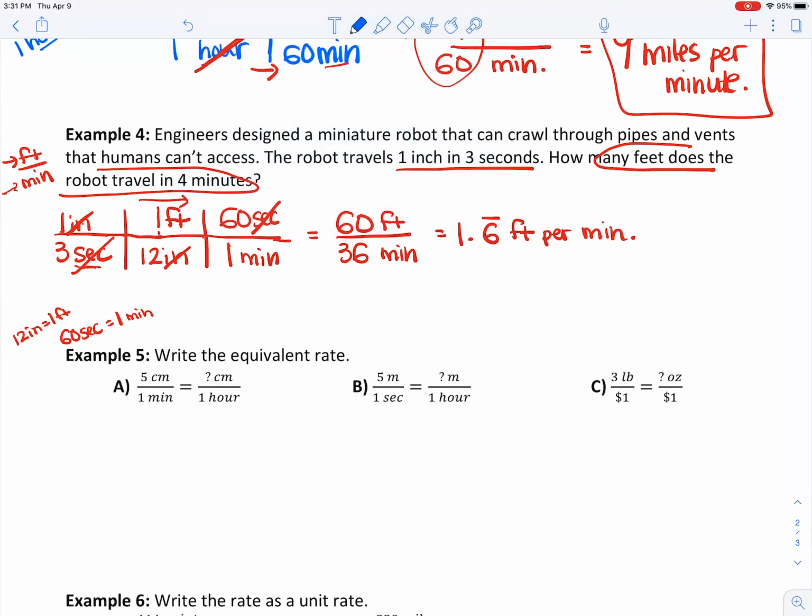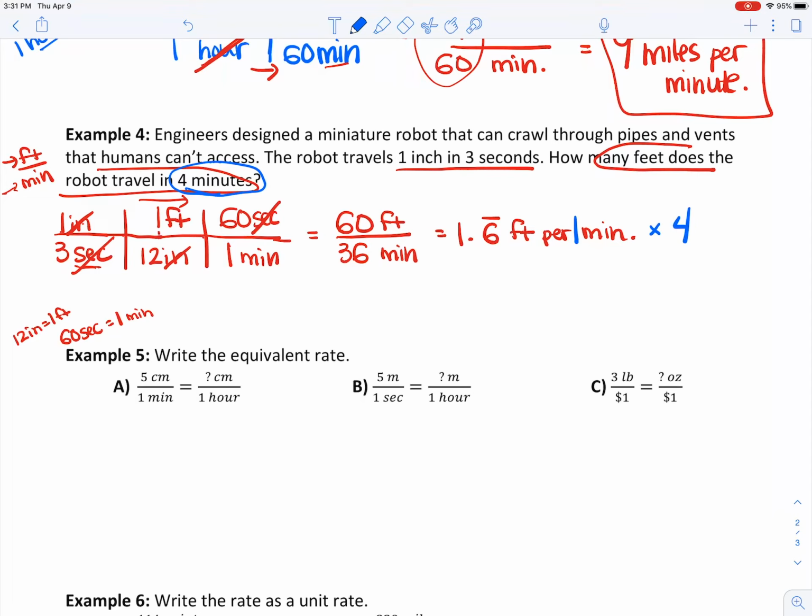Now, some might think that you are done, but wait a second. There's one more thing we need to do. It asked me to find this for 4 minutes. This is per 1 minute. I need to take that and find for 4 minutes. So I'm going to times by 4 because I want to know for 4 minutes.